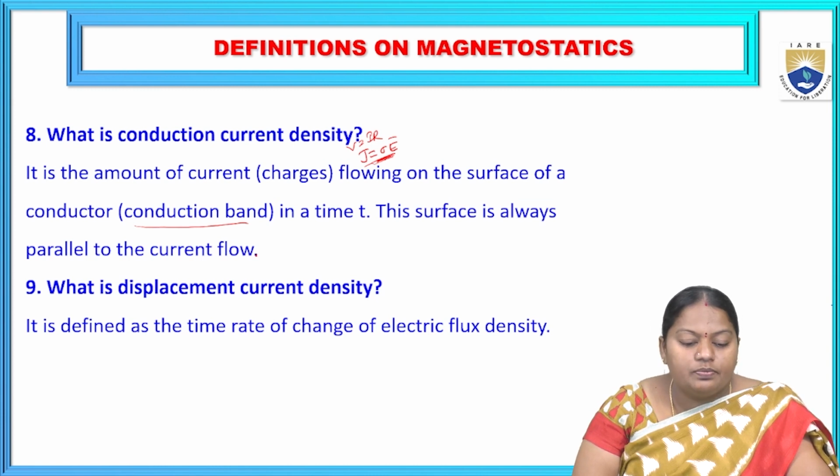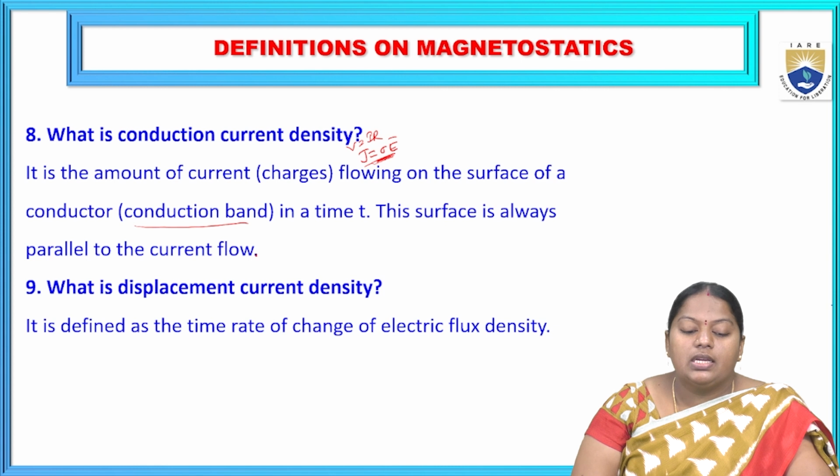Then, what is conduction current density? From the conducting medium, we will define this conduction current density depending upon the conductivity, where the ideal value of the conductivity of conductors is considered to be infinite.